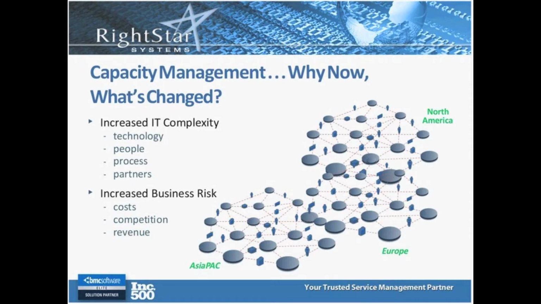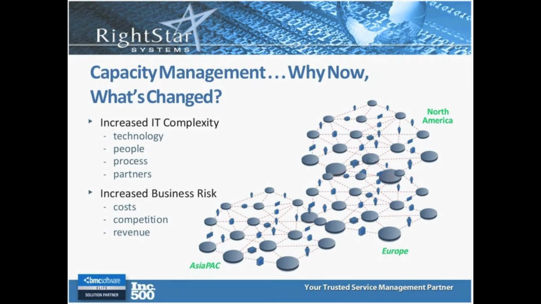What's changed? The goal of capacity management hasn't changed. A lot of companies have been over-provisioned for years, and it's not been a problem. So why now? I would say out of this laundry list that you see here, the top sub-bullet, technology, and one of the bottom bullets, cost, are the main two. There are other technology and business risks involved, but technology, I've seen, is the main driver to capacity management.